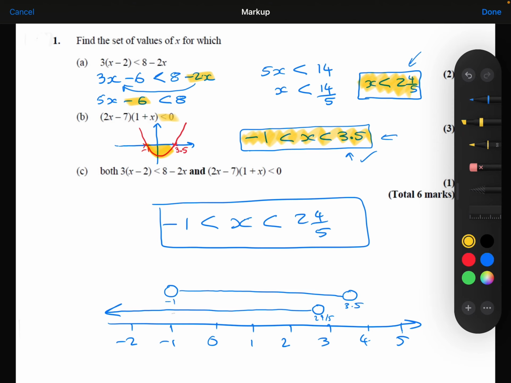So where are both of them true? In this region here where x is between minus 1 and 2 4/5. So that's your answer for C.